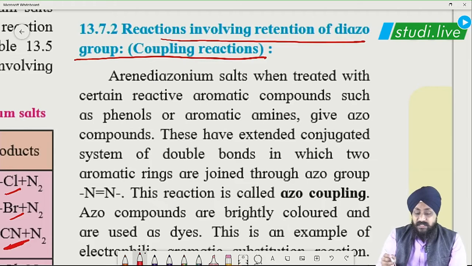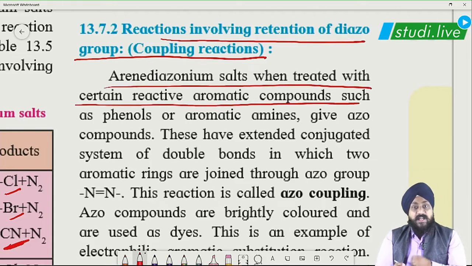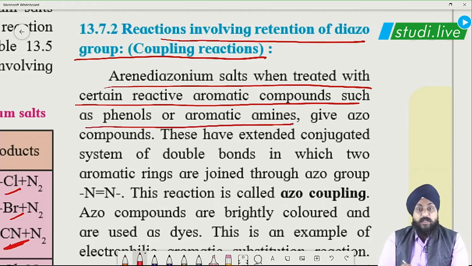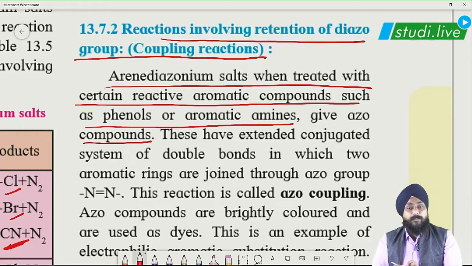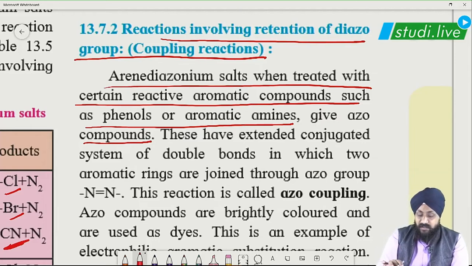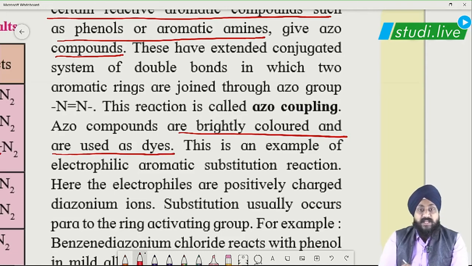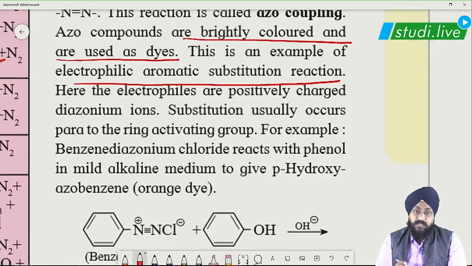So students, here this arene diazonium salt, when treated with a reactive aromatic compound like phenol or an aromatic amine, will give you an azo compound. Now this azo compound has extended conjugation, because of which it is brightly colored, and students, they are used as dyes. And this is an example of an electrophilic substitution reaction.